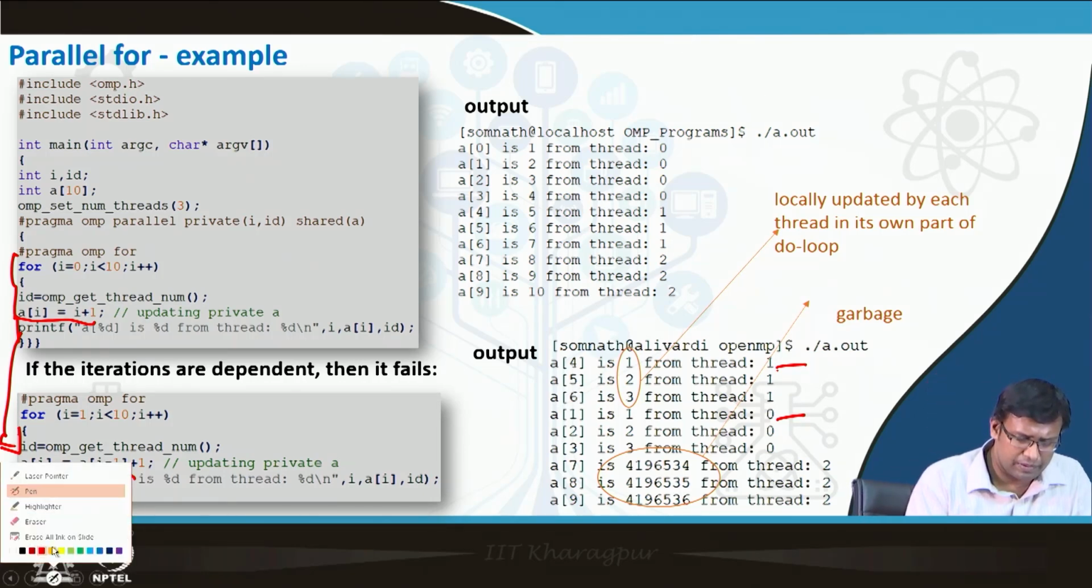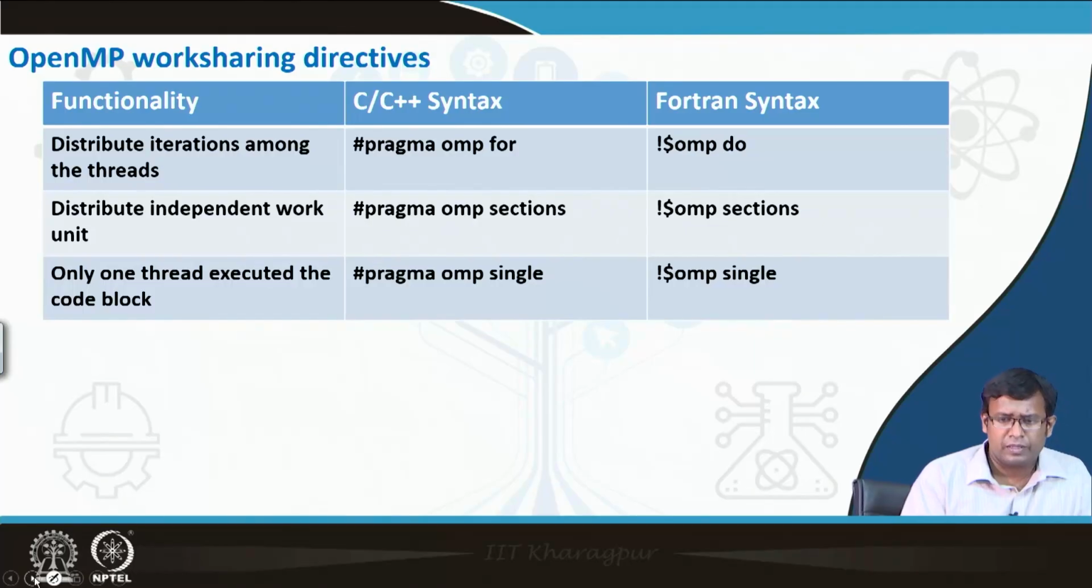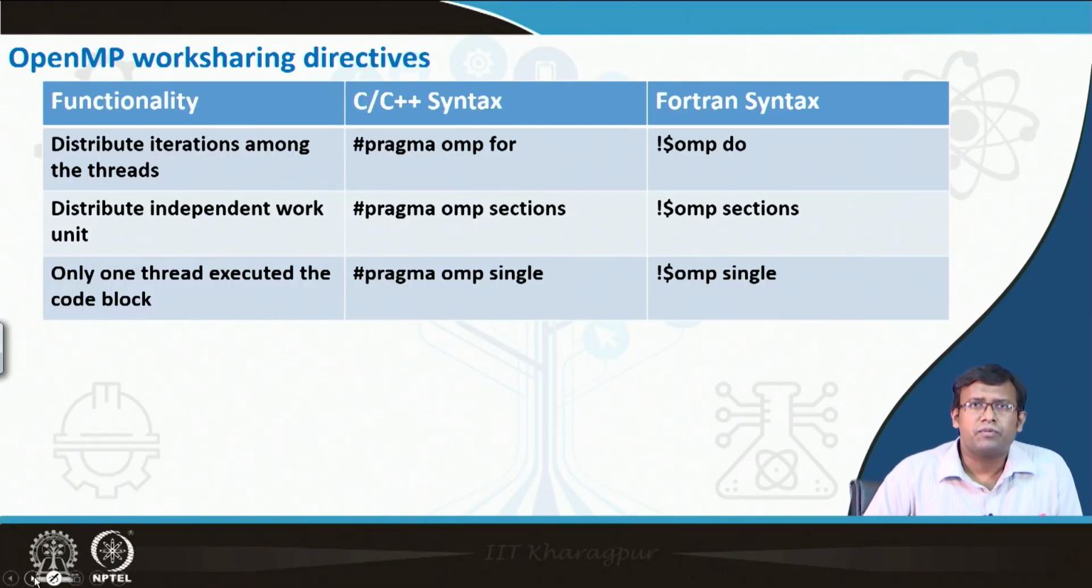So one has to be careful to see that the iterations are independent in order to parallelize it. If the iterations are dependent, you cannot parallelize it like this. With this we come to discuss the different work sharing directives, because we have seen that a parallel loop will be shared across many threads by the right directives.